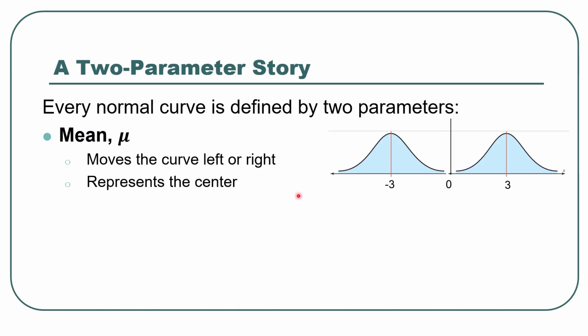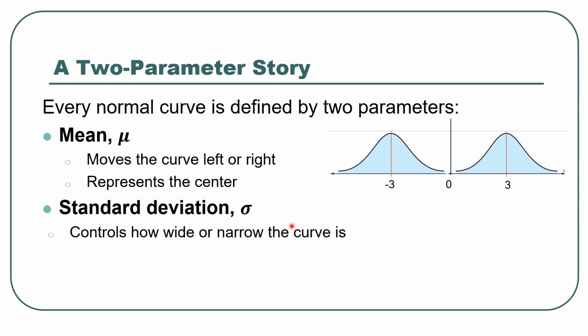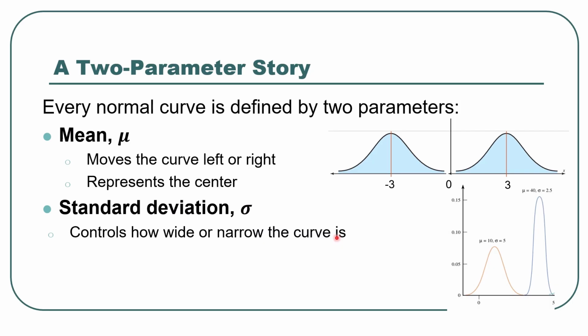And the other parameter is the standard deviation sigma, and this represents the spread of the curve. It controls how wide or narrow the curve is. On this graph, we have a peaked or narrow curve, and the other one is not narrow, it's wide.